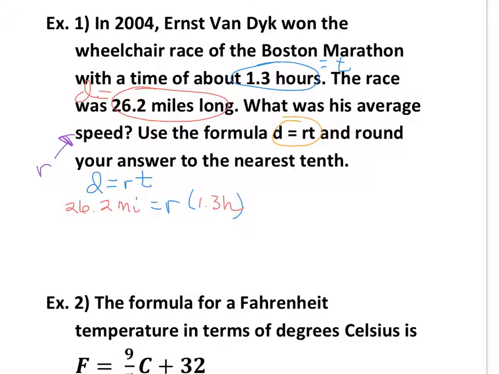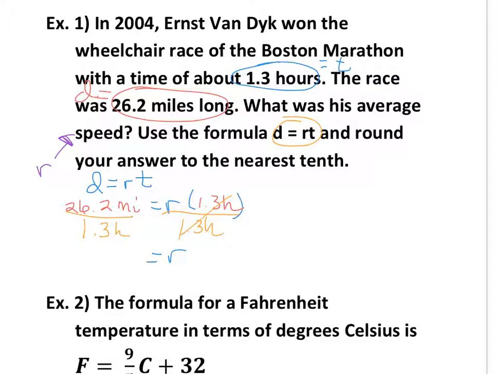So we want to solve this equation for r. So to do that, r is currently being multiplied by 1.3. So to undo that, we're going to divide by 1.3 hours on both sides. So the 1.3 hours cancels. We're left with an r on the right.